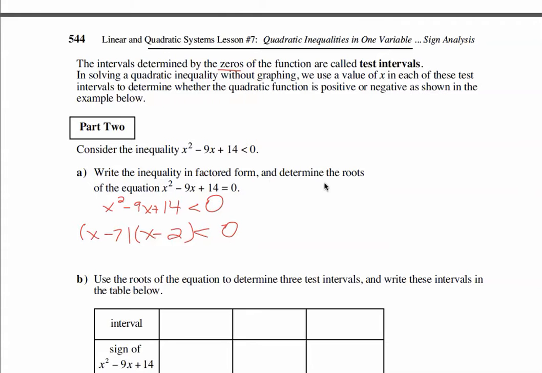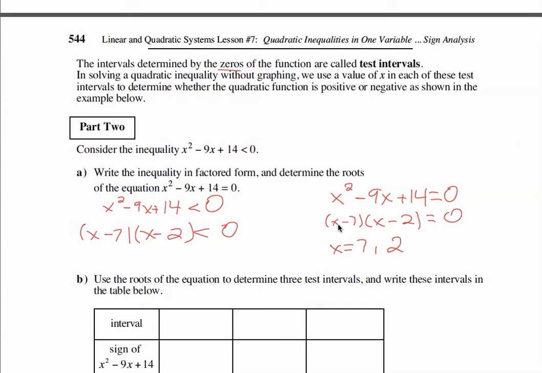Well, they now want us to determine the roots of our equation. So let's go ahead and do the roots of this equation. I'll start by writing my equation. We'll factor it in the same way that we did previously. And now we'll solve for my x value.